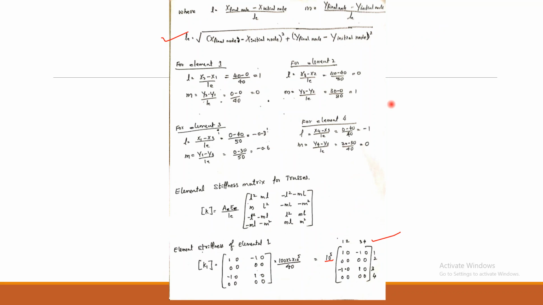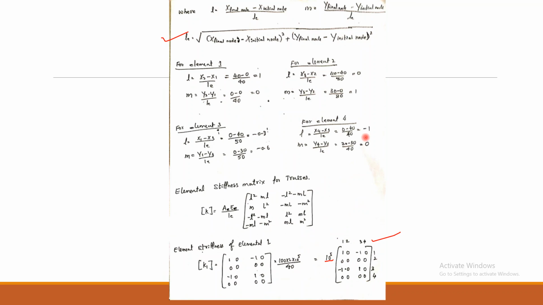Next, 2 1 connectivity. The 2 1 connectivity is 0 here, and I am not finding it in element 2, and in element 3 I have 2 1 connectivity, that is 1.92. So that is 0 plus 1.92. Like that you have to do all the entries, considering each element stiffness matrix.